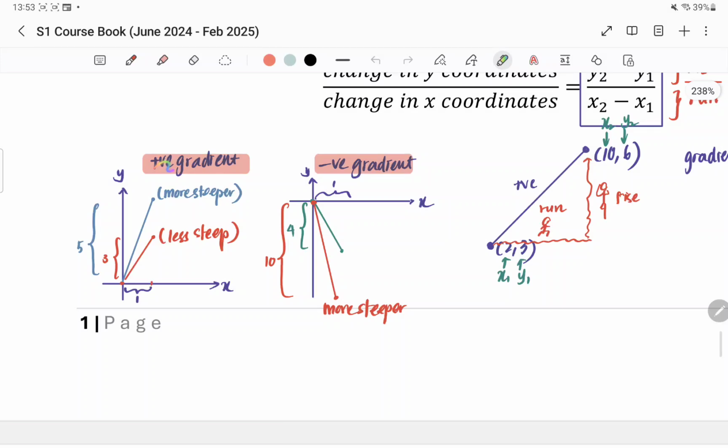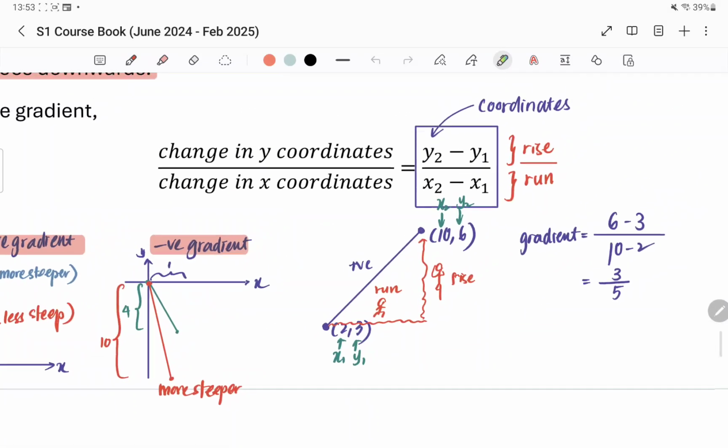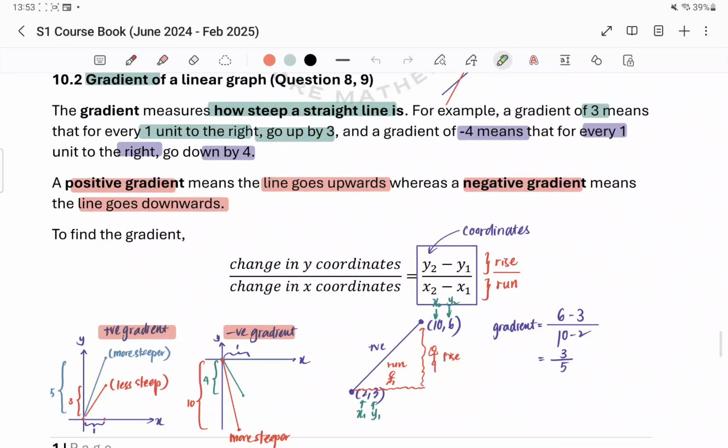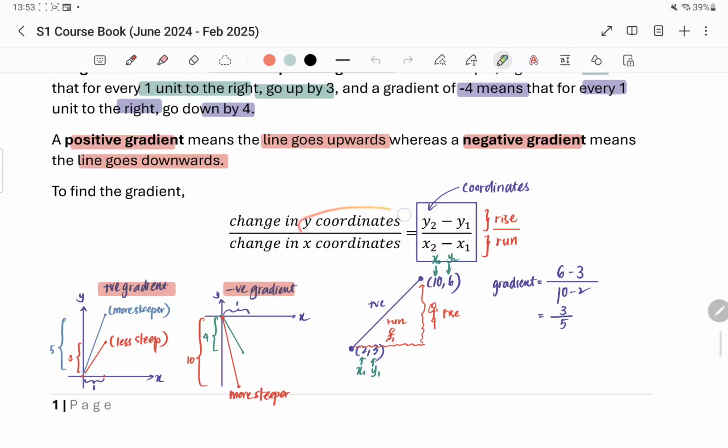Okay, so this is the difference between a positive and a negative gradient. Then the question will ask, how are we supposed to find out what the gradient is? So you need to remember this formula. This formula is the change in y coordinates divided by the change in x coordinates.